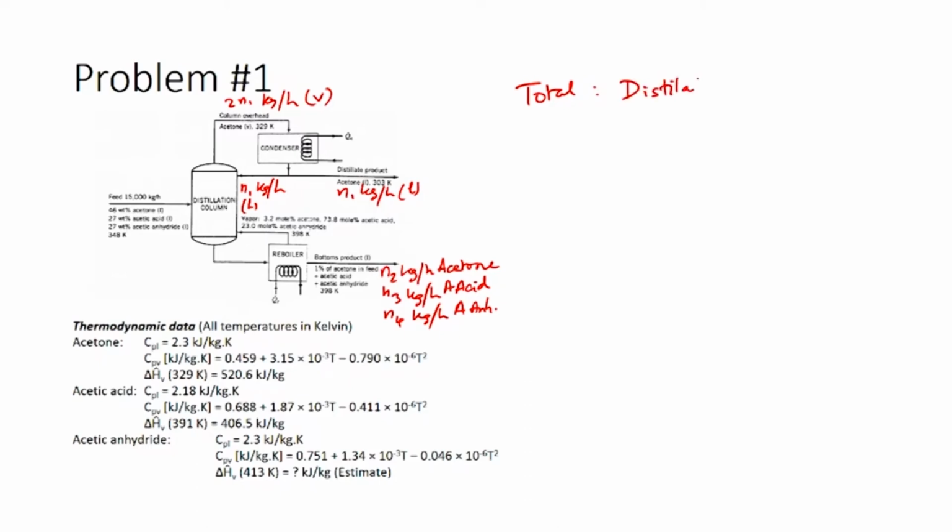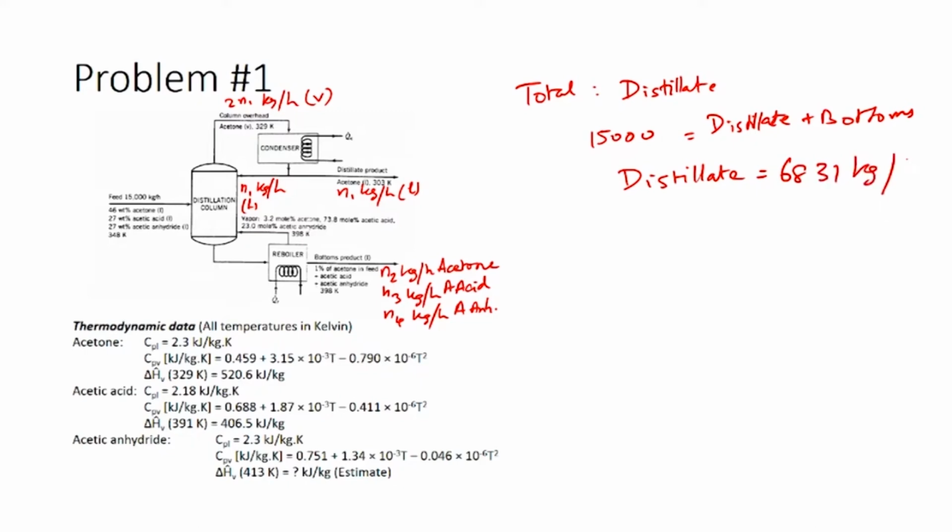Using the total mass balance, we can calculate the distillate product also. The total mass balance would be 15,000 equals distillate plus bottoms. We already know the bottoms is 8169, so we can calculate the distillate as 6831 kilograms per hour. With this we have the mass flow rates of the distillate and the bottoms product.